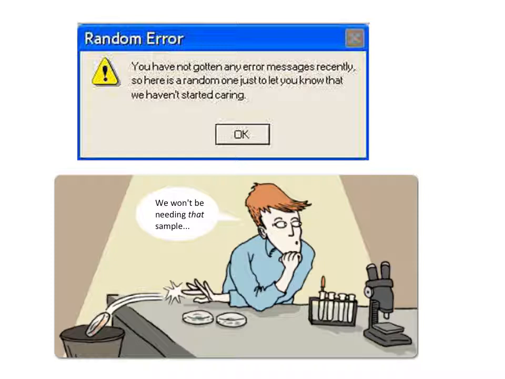So the error that arises by chance is called a random error or chance. The error which arises due to some methodological problem is called a systematic error. And this systematic error may be due to the conduct of the trial or maybe due to the design of the trial.